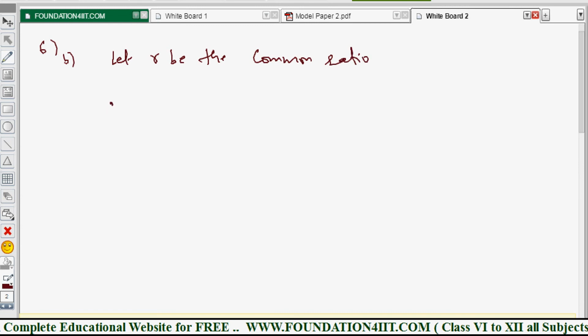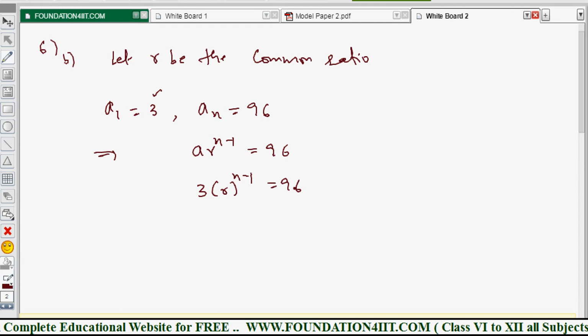So as per the given data, A1 is equal to 3 and the nth term AN is equal to 96. Then the AN formula is A into R to the power n minus 1, right? That is 96. Now A1 is nothing but 3 only, that is also A. You can substitute: A into R to the power n minus 1 is equal to 96.